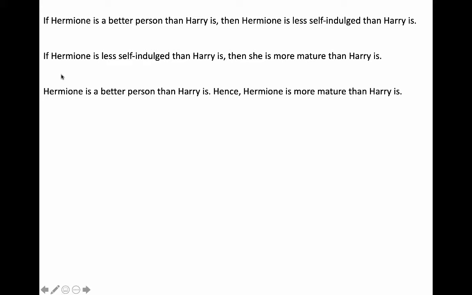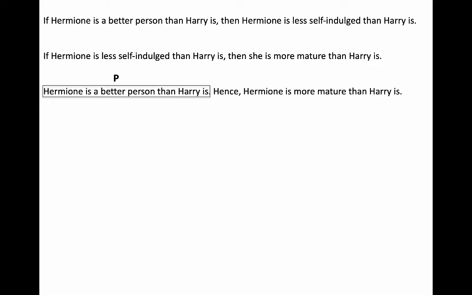Next one: if Hermione is a better person than Harry is, then Hermione is less self-indulgent than Harry is. If Hermione is less self-indulgent than Harry is, then she is more mature than Harry is. Hermione is a better person than Harry is, so Hermione is more mature than Harry is. So here we have Hermione is a better person than Harry is, and that's P. And what I'm illustrating now is that it's important, once you assign a letter to a proposition, to assign that same letter to the same proposition throughout the argument.